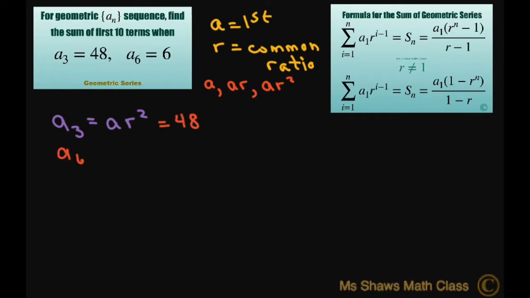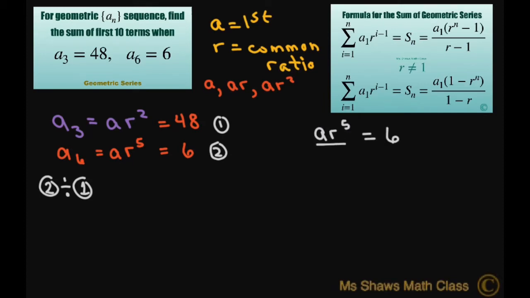And our sixth term, similarly, will be A times R, 5 times, right? And this is going to equal 6. Now let's call this equation 1 and this equation 2. So we divide, since we're doing ratios, 2 divided by 1. Equation 2 is A R to the power of 5 equals 6, and we're dividing by equation 1, so that's A R squared, which equals 48.